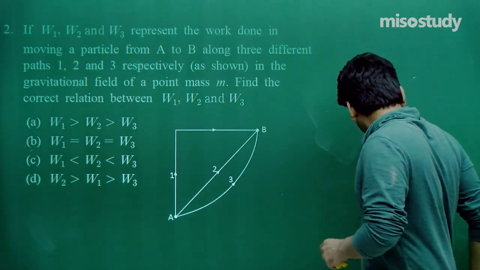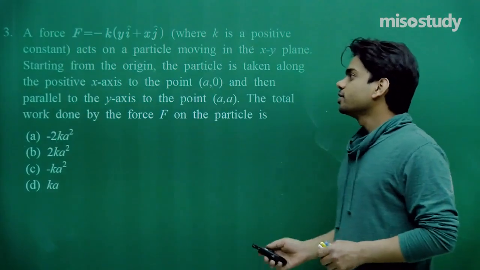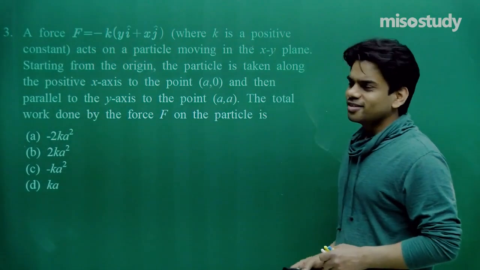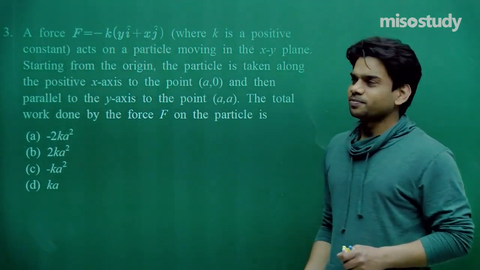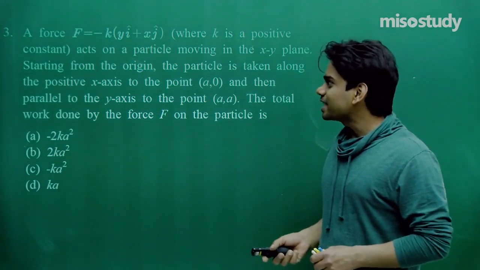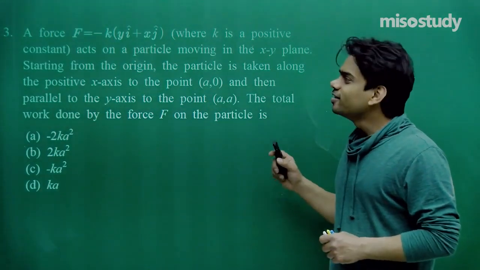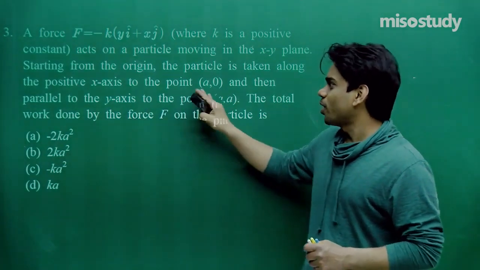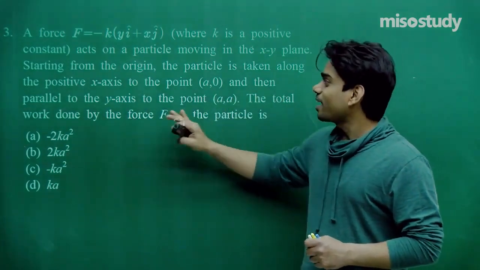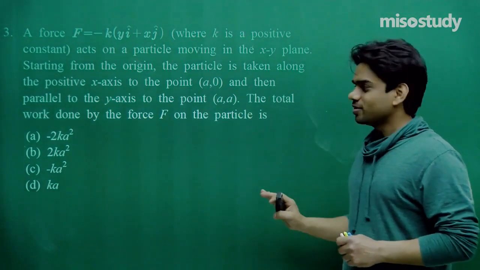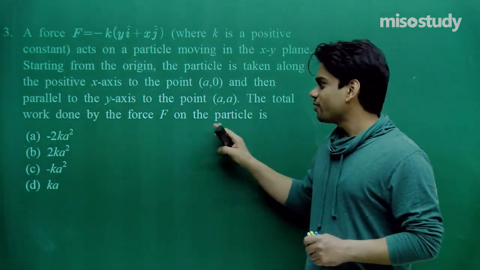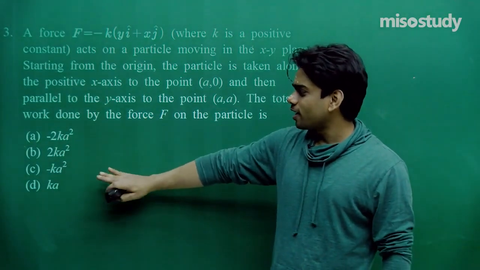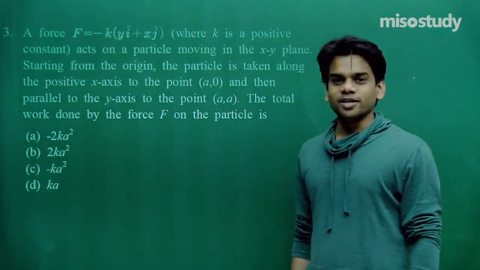Now the next question of the day, question number 3. A force capital F is equal to minus k (y i cap plus x j cap), where k is a positive constant, acts on a particle moving in the xy plane. Starting from the origin, the particle is taken along the positive x-axis to the point (a, 0), and then parallel to the y-axis to the point (a, a). The total work done by the force F on the particle is option A minus 2ka square, option B 2ka square, C minus ka square, D ka square.